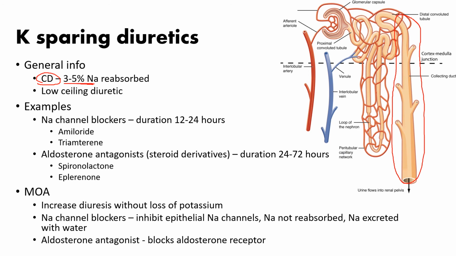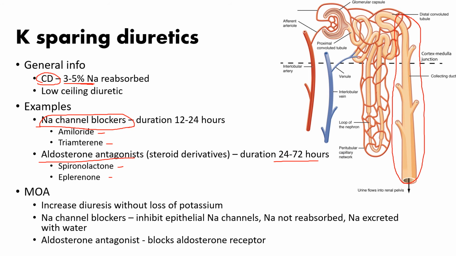So with potassium-sparing diuretics, there are two main mechanisms as to how they work. The agent could either block the sodium channels or block the aldosterone receptors, okay? So the sodium channel blocking agents include amiloride and triamterene. Amiloride is more potent and longer acting than triamterene, okay? And for the aldosterone antagonists, these are steroid derivatives, and they have a longer duration of action compared to the sodium channel blockers. So in this group, we have spironolactone and eplerenone.